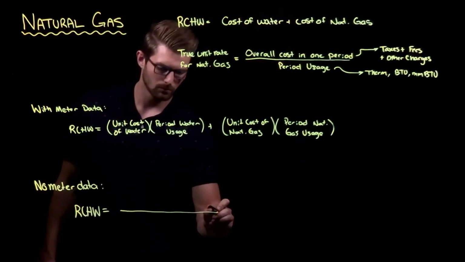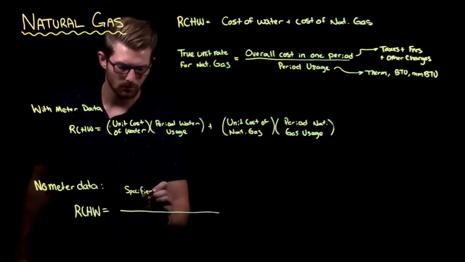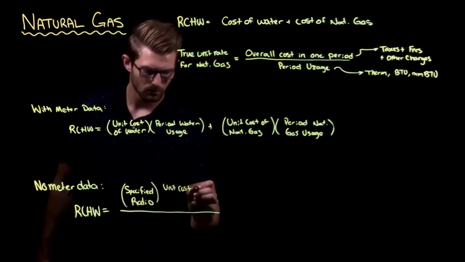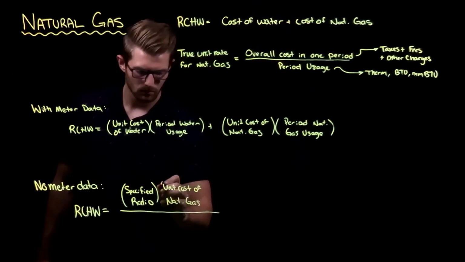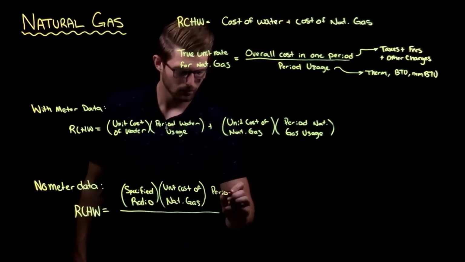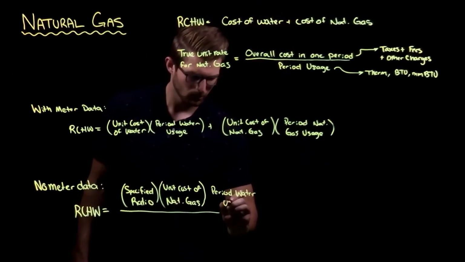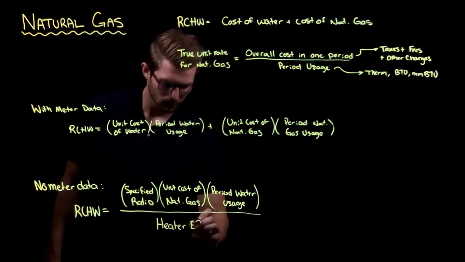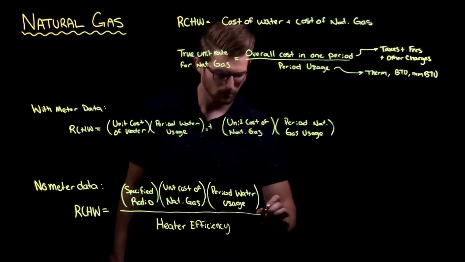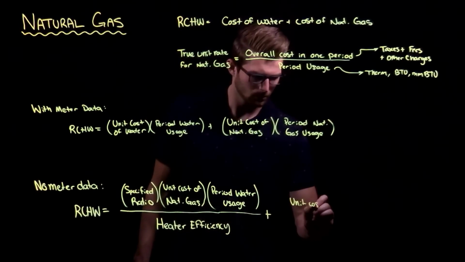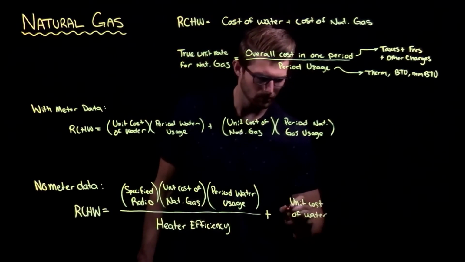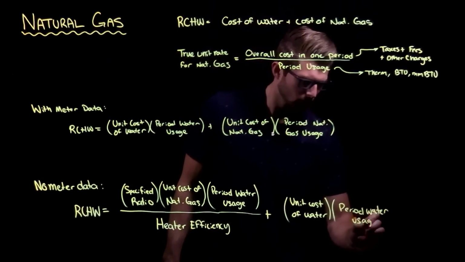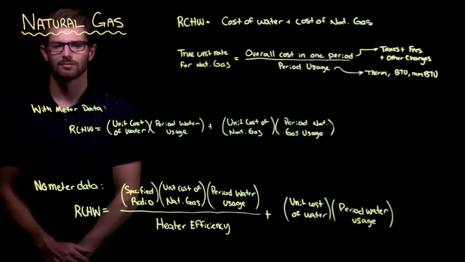If directly metered usage is not available for the natural gas, it may be necessary to dive further into the equipment specifications and find information regarding the amount of natural gas needed per unit of water. For this case, the relative cost of hot water will be equal to the ratio specified in the manual times the unit rate for natural gas times water usage, all divided by the efficiency to account for incomplete combustion. Additionally, add the initial cost of water, which is just the unit rate multiplied by usage.